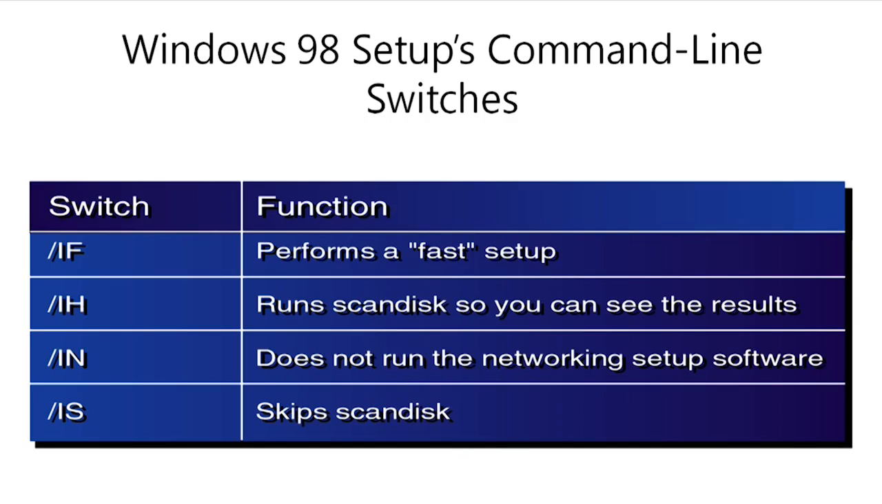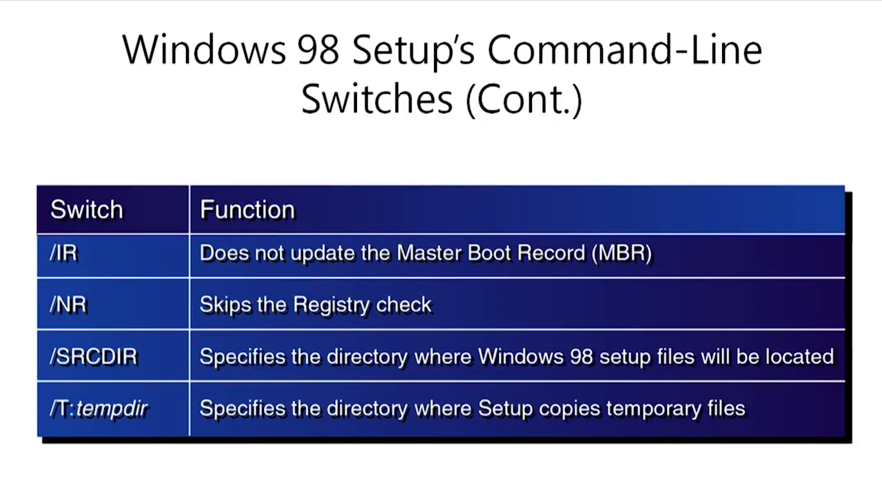/IN does not run the networking setup software, so you can add it later if you wanted it. And then /IS skips ScanDisk. You better know these for the test. And then /IR does not update the master boot record, so it won't be able to boot it. /NR skips the registry check. The master boot record will stay, like it'll boot from the same OS that it used to boot from, and then 98 will be launched after that.